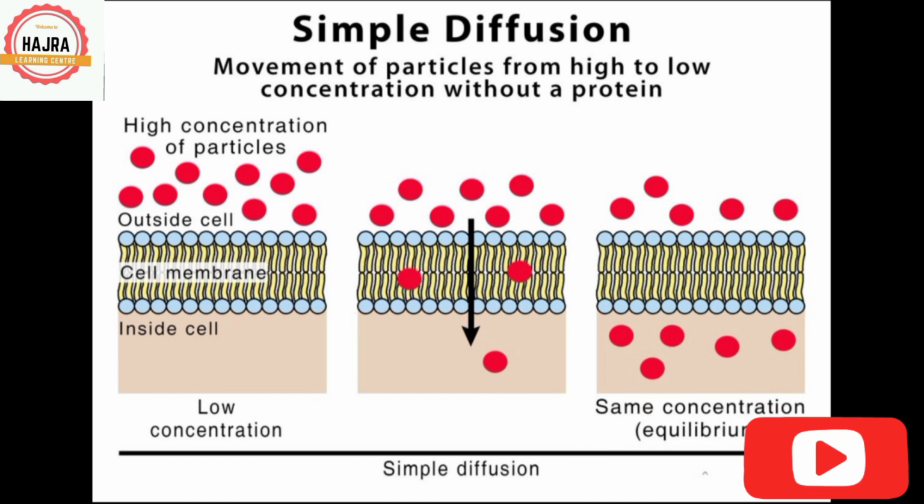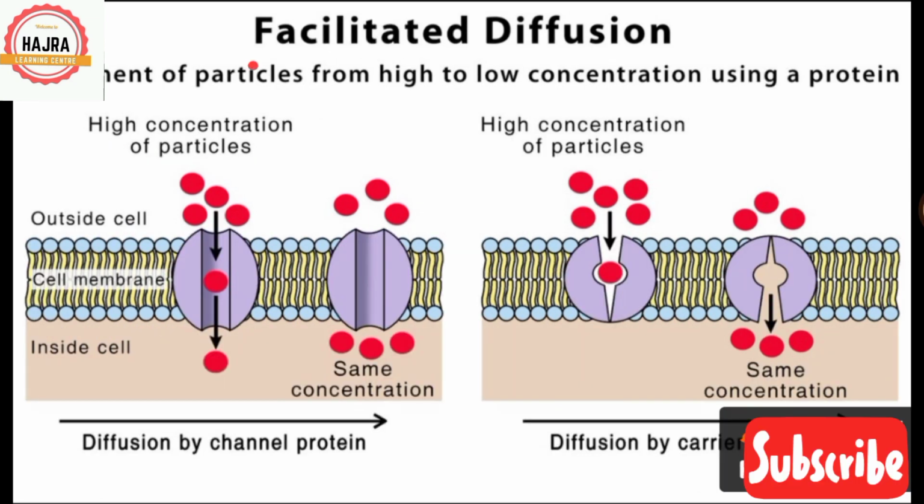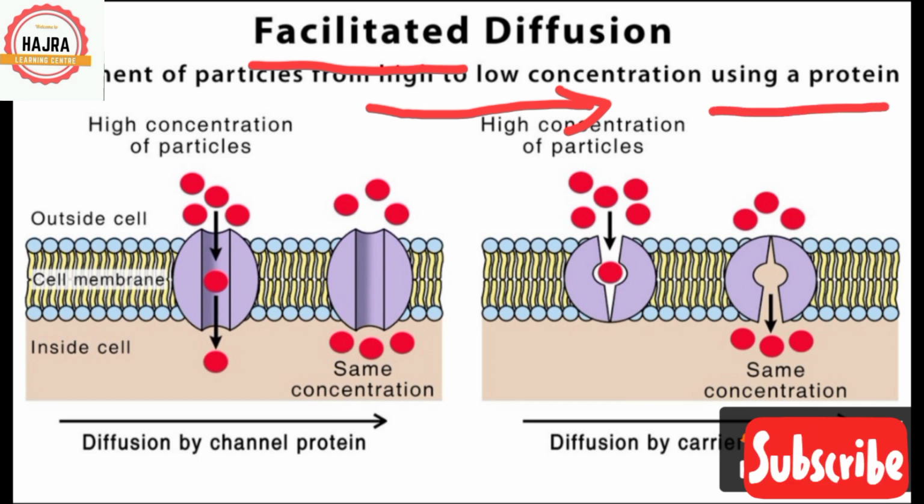Now let's talk about the second type of diffusion, which is facilitated diffusion. What happens in facilitated diffusion? Have a look at this diagram. This is a type of diffusion, but why do we call it facilitated diffusion? It is the same as simple diffusion, but one thing is different in facilitated diffusion: the movement of particles from the higher concentration towards the lower concentration is by an agent or using a protein.